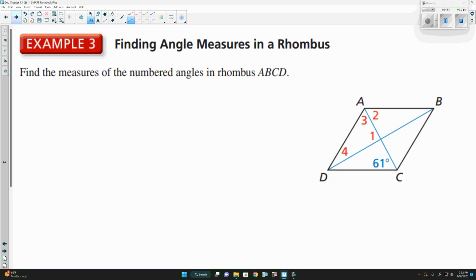So if we look at the first example, find the measure of the numbered angles in the rhombus. So we want to find the measure of angle 1, measure of angle 2, measure of angle 3, and the measure of angle 4. So we're finding 4 angles. Which one of these angles do we know for sure? So we know 61. Which one of the numbered angles? What's the measure of angle 1?